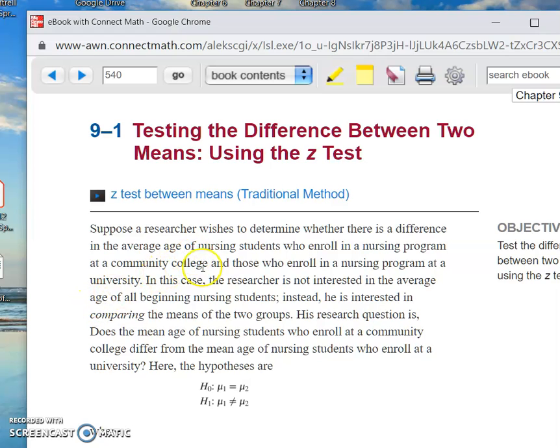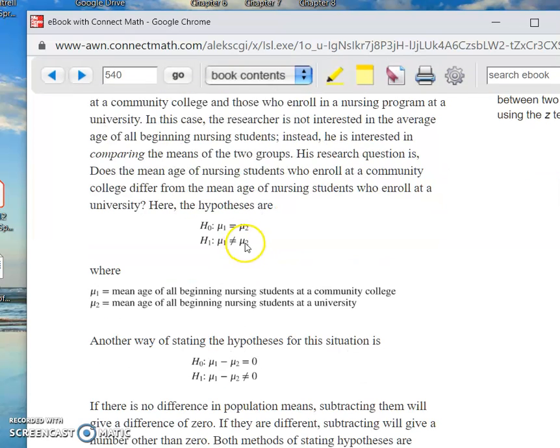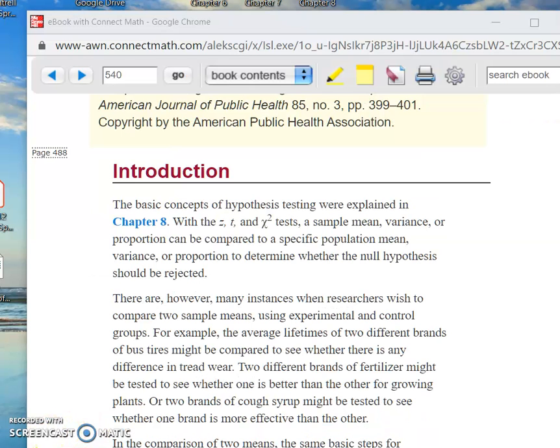Okay, so here's the scenario that the author's talking about. A researcher wants to know if there's a difference in the average age of nursing students who enroll in a nursing program at a community college versus who enroll in a program at a university. Okay, so here we're not concerned about the average age of all nursing students. We're not interested in the average age. We're interested in comparing the means of the two groups. Okay, that's my question. Not the most exciting question in the world, right?